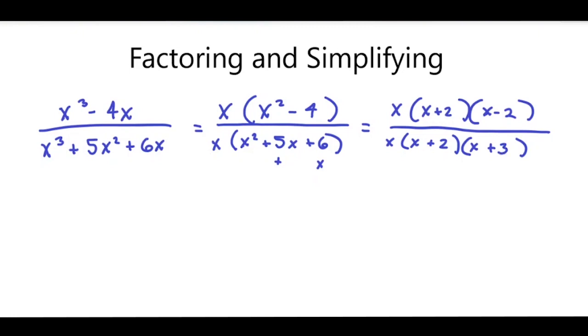So right away, I notice here that I have an x plus 2 and an x plus 2. But I also have this x and this x. So those are going to cancel. All right? So what I'm left with is x minus 2 on the top and x plus 3 on the bottom. And that's our final answer.